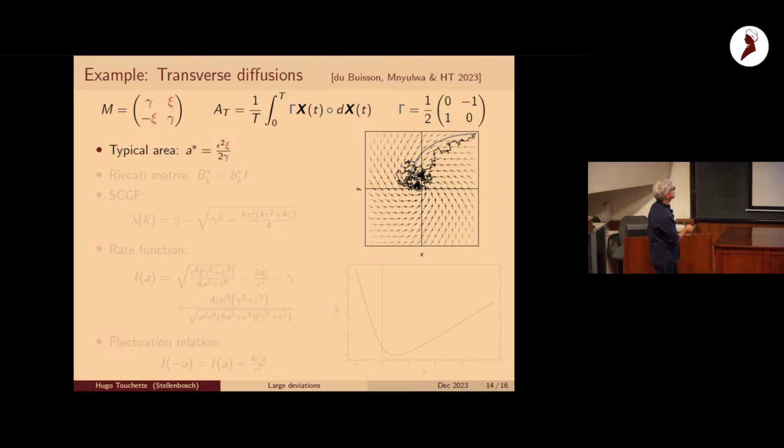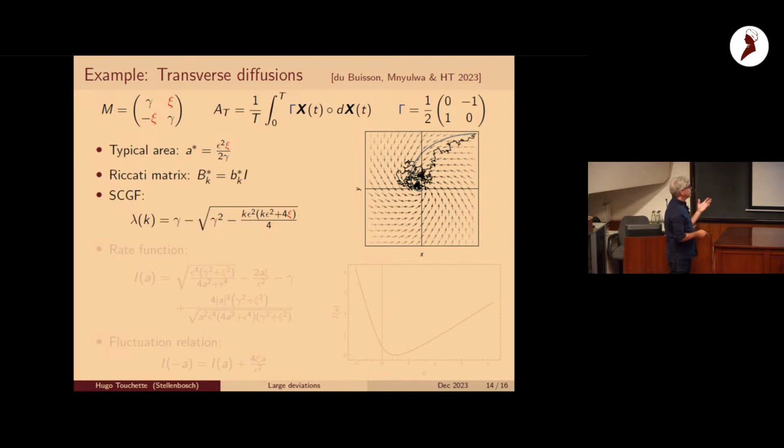So this is the transverse diffusion I've mentioned before. So you have this rotating drift for the force. You have the isotropic noise, and then you can calculate the typical area in this case, the expectation, and then you see that it's proportional to the psi there. The psi is the rotating force at play, making this non-equilibrium.